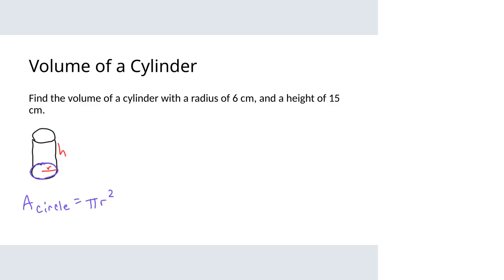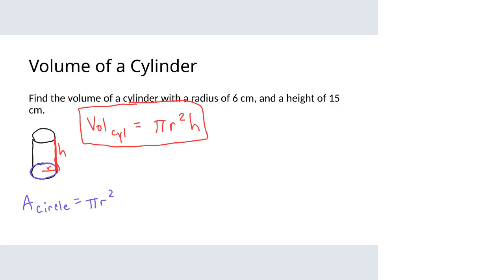And so if I want the volume of a cylinder, I need to take the area of that base, that pi r squared, and then I need to multiply it by however tall it is. So we're going to do pi r squared times h. That's going to be our formula for the volume of a cylinder. Volume of a box was different. Volume of a cylinder is pi r squared h.